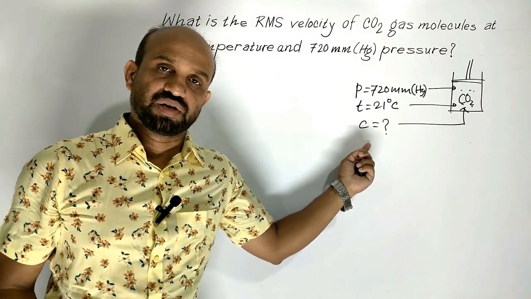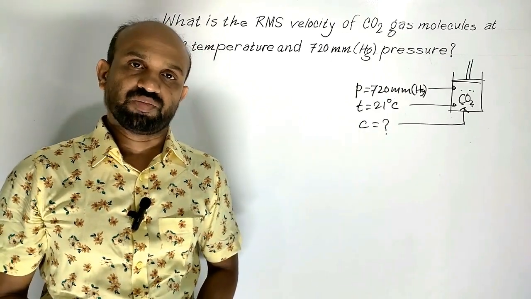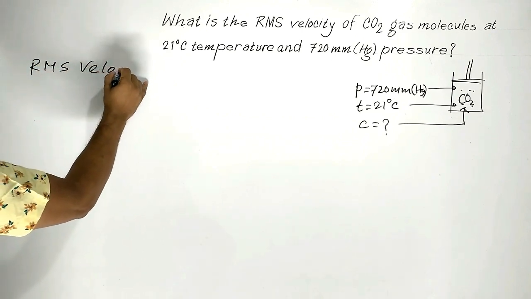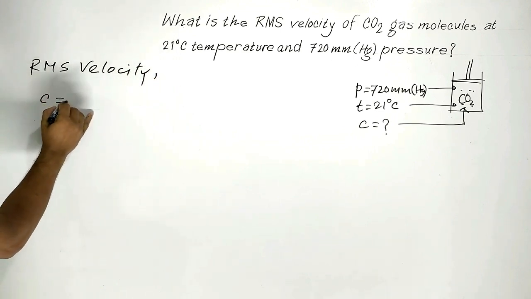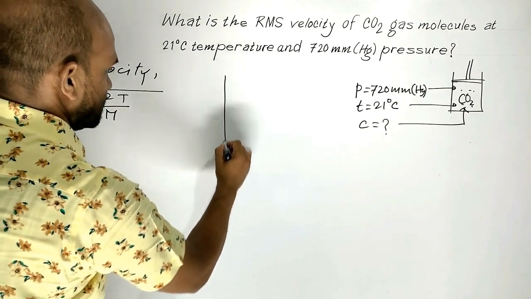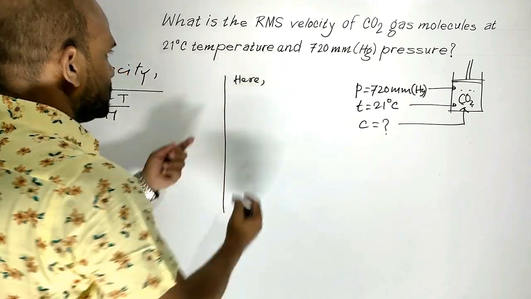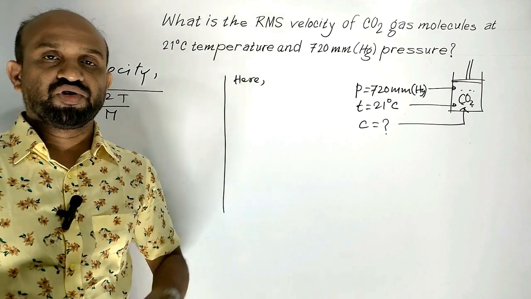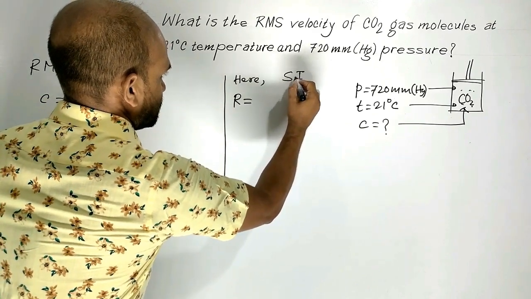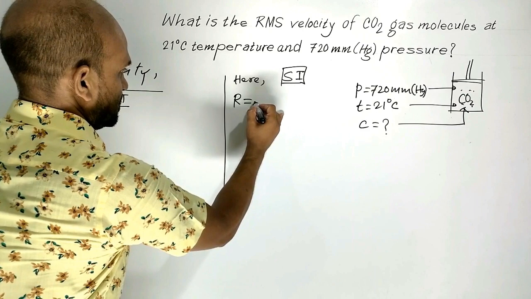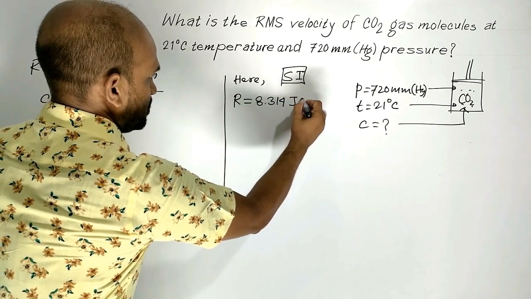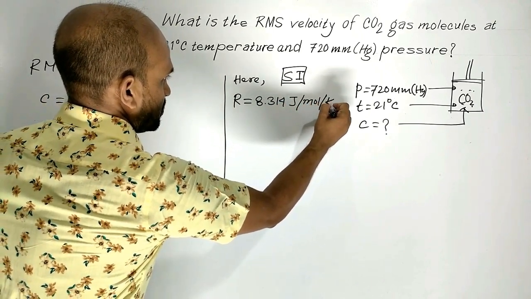RMS velocity is symbolized by lowercase c. Let us write the equation of RMS velocity. We know RMS velocity c is equal to root over of 3RT by m. Here no unit is mentioned. There are 4 values of R. Let us consider value of R from SI unit, System International. Here R is equal to 8.314 joule per mole per Kelvin.